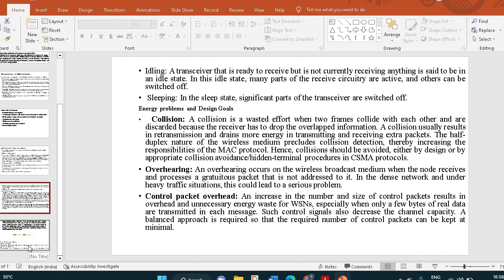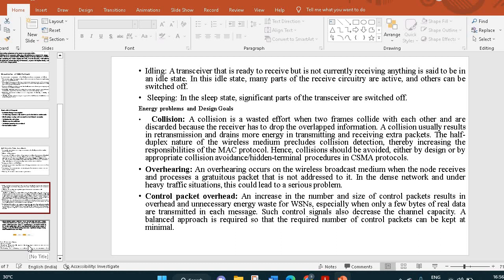Energy problems and design goals. First one is collision. Collision is a wasted effort when two frames collide with each other and are discarded because the receiver has to drop the overlapped information. A collision usually results in retransmission and drains more energy in transmitting and receiving extra packets.